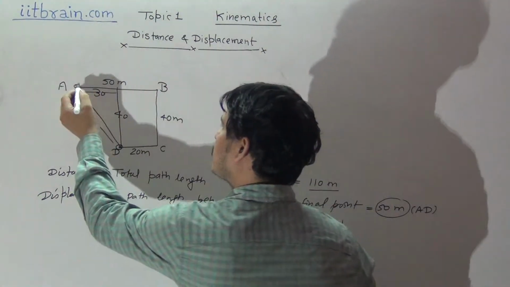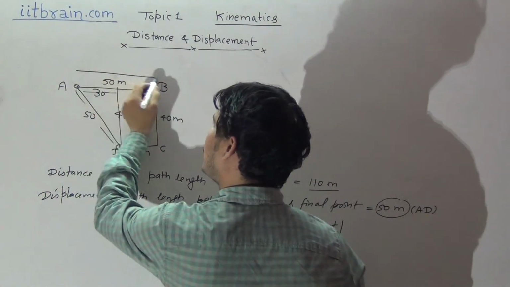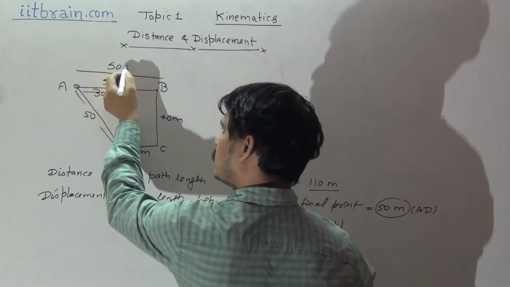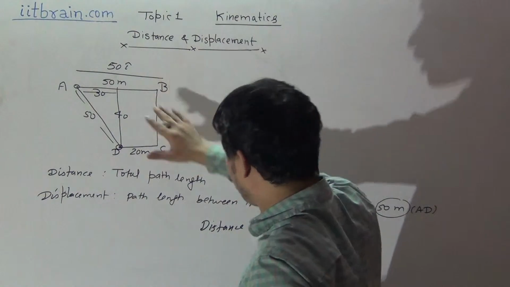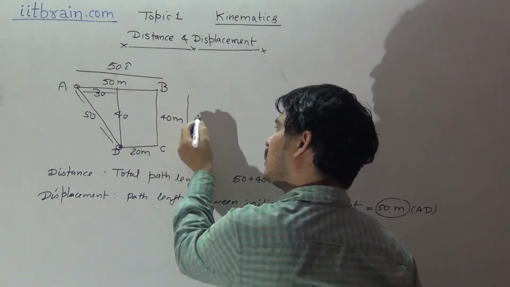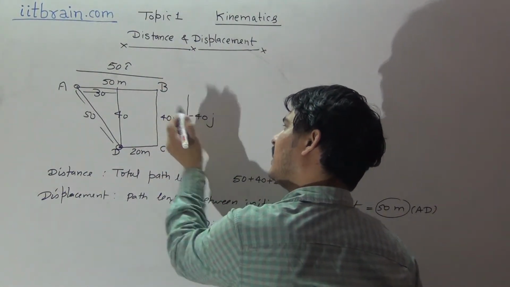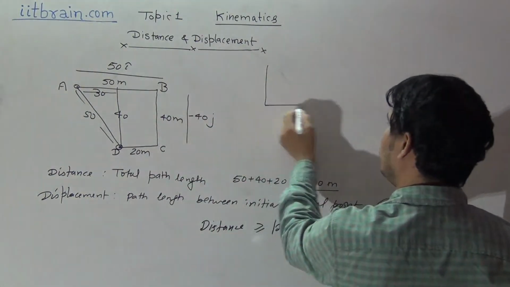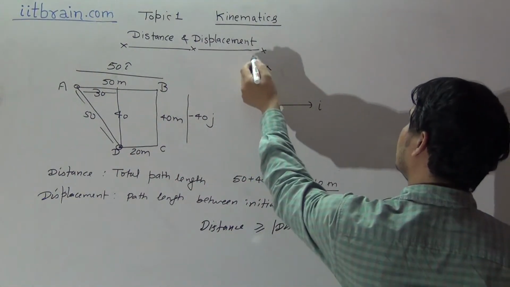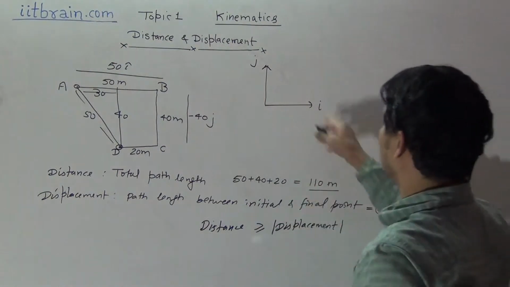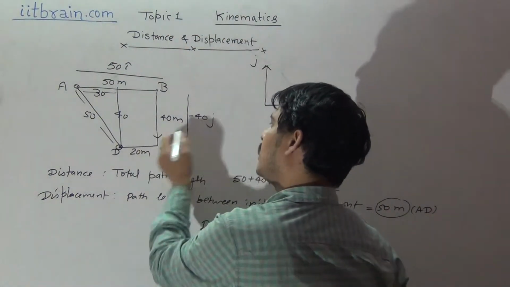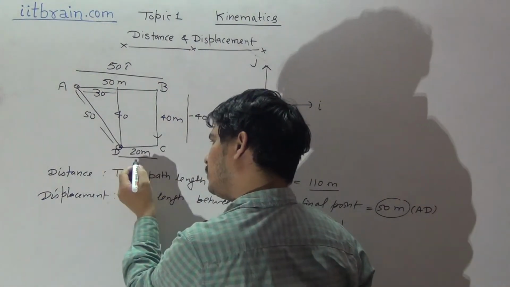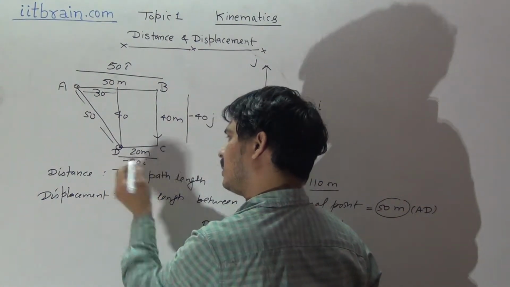First you should write the distance AB as 50i, it is 50i along the x-axis. After that the particle moves along BC, it will be 40j with a negative sign, because the basic directions are i and j. Since the particle is moving from B to C, it will be minus 40j for us. This 20 meter will be 20i with a negative sign.